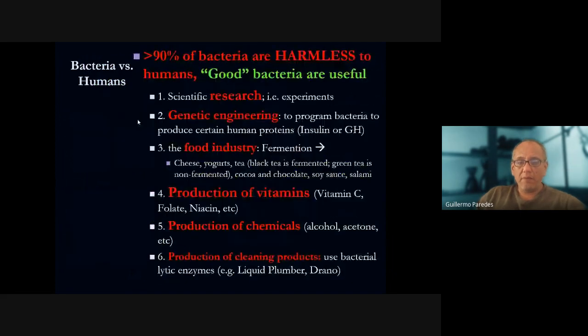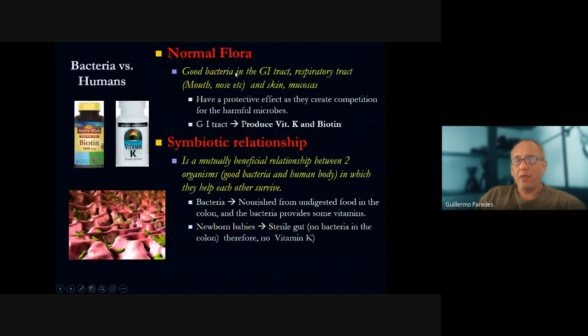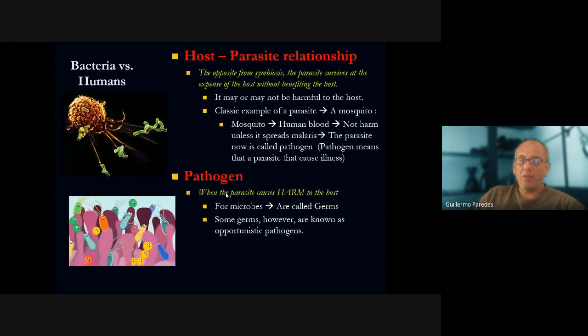All right, so here we have normal flora, good bacteria in the GI tract, which you can call, very fast, gut flora. Gut flora, G-U-T, gut flora. Respiratory tract, mouth, nose, skin, mucosas. They are going to produce vitamin K and biotin. Biotin is the vitamin B7, B as in boy, B7, a coenzyme for producing ATP. Symbiotic relationship is a mutually beneficial relationship between two organisms, good bacteria and the human body, in which they help each other to survive. We have the host-parasite relationship. So symbiosis is the opposite of parasitism.